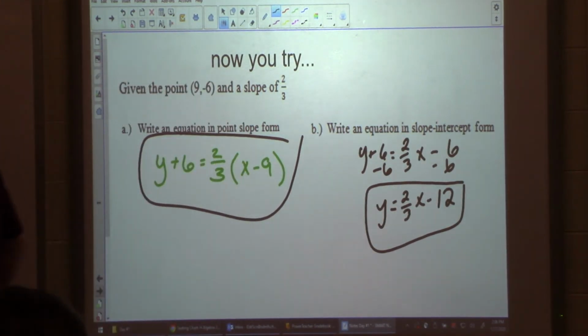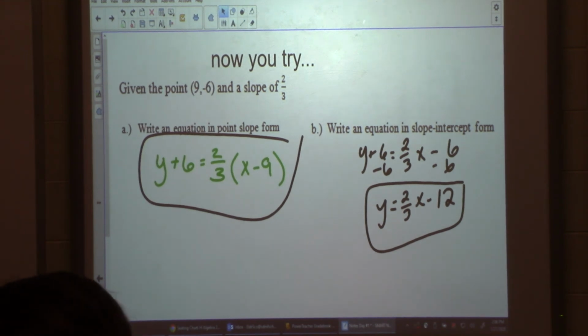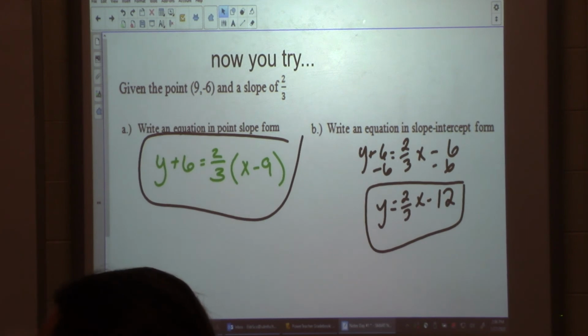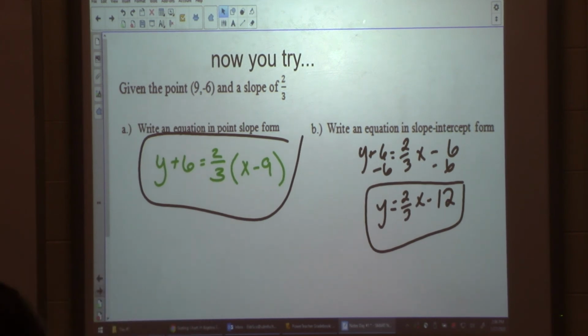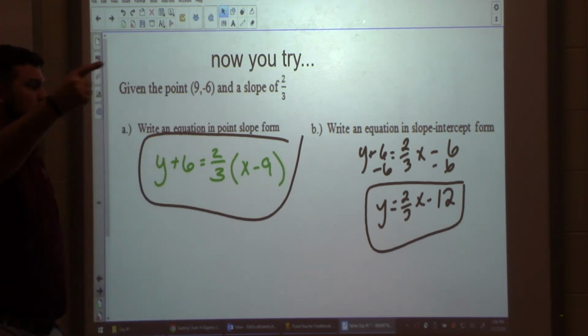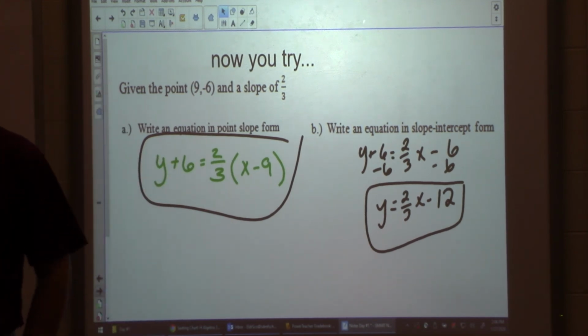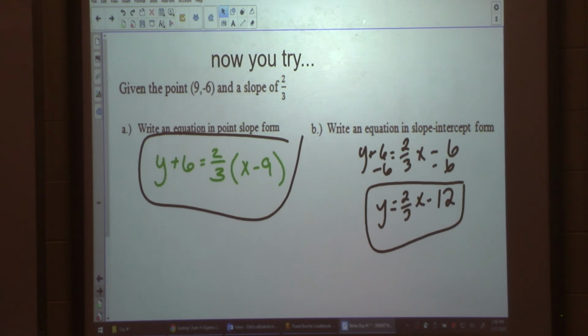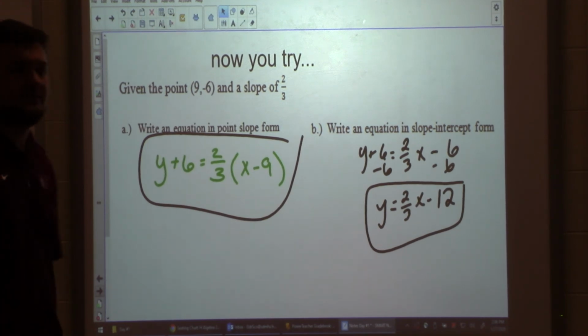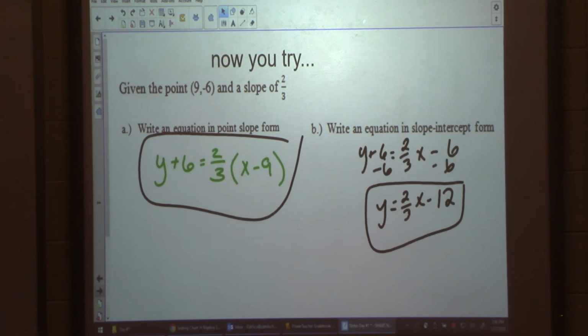When you finish yours, you can check your answer with mine on the board. Right, the first part, we're just putting in the point slope form. Should be pretty easy, right? Just plug in x1, y1, just plugging your slope in. And the second part, solving it. Distribute your 2/3. Subtract your 6. So your y equals 2/3, that's a 3 on the bottom, 2/3 x minus 12.